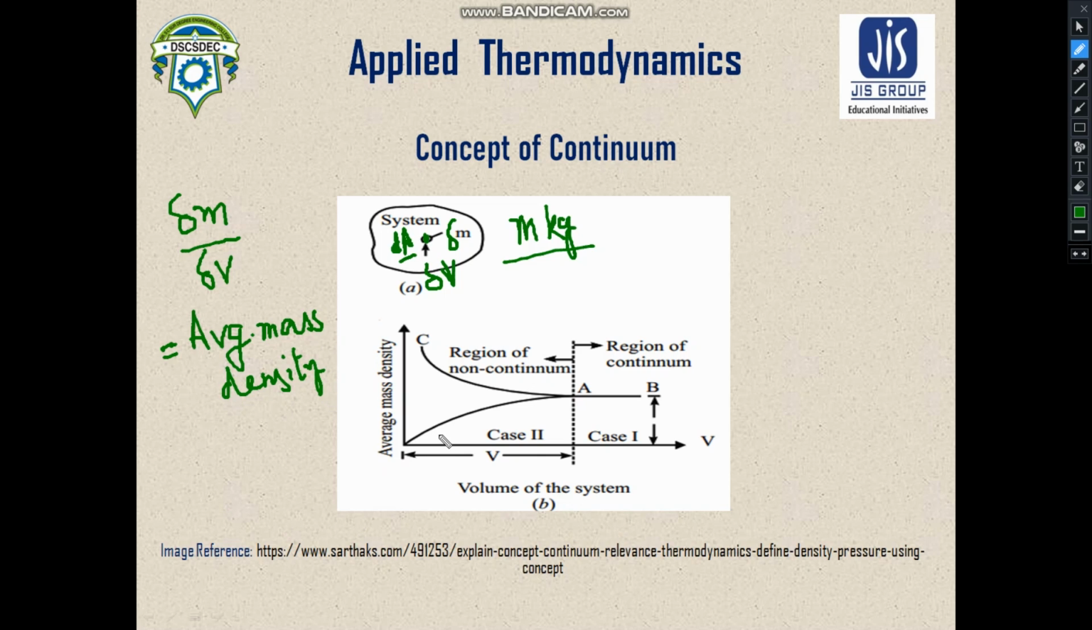So now let us try to understand, if the value of this average mass density goes on increasing according to this graph, we see that up to a certain value, these two curves merge. So what can we understand from this graph? That it depends on this delta v. Now let us take this delta v value.